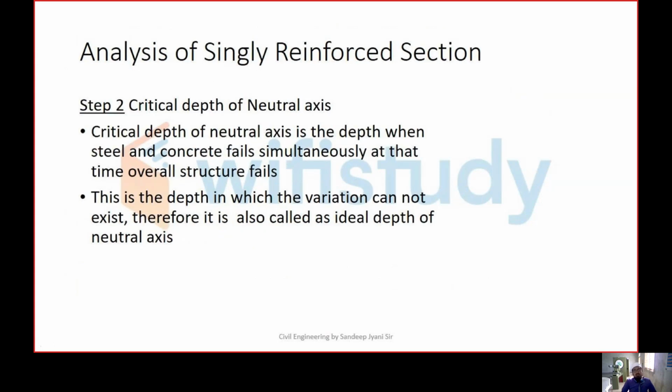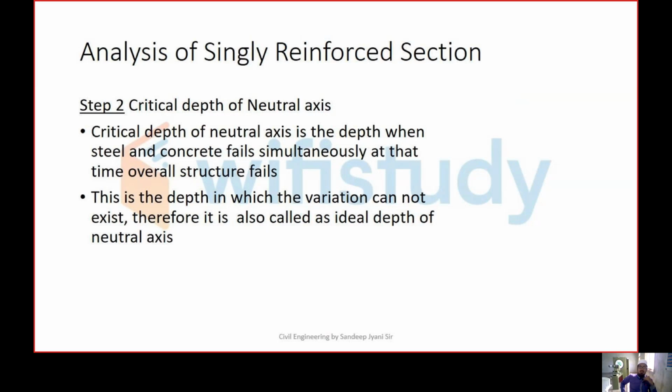Next, critical depth of neutral axis. What is the critical depth of neutral axis? When steel and concrete fail simultaneously, at that time the overall structure fails. So for the structure not to fail under the load, it should not fail simultaneously. Either the steel should fail initially or the concrete should fail. If the concrete and steel fail simultaneously, then the overall structure will fail. So this is the depth at which variation cannot exist. Therefore, it is also called the ideal depth of neutral axis.